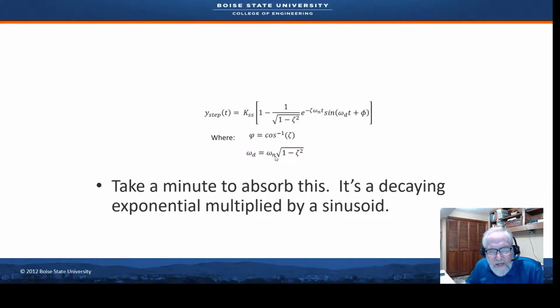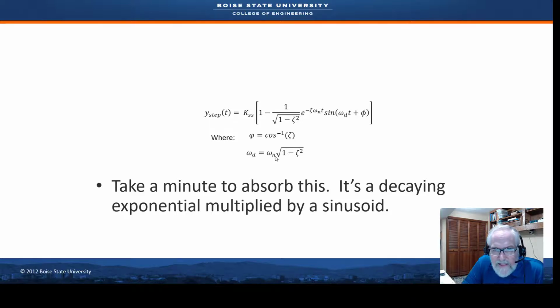That step response now is KSS times 1 minus this another coefficient with zeta in it times an exponential times the sine of omega dt plus phi. And phi is a phase shift, and it's an easy function, arc cosine of zeta, the damping ratio. And recall omega sub d was the damped natural frequency, which we saw earlier on.